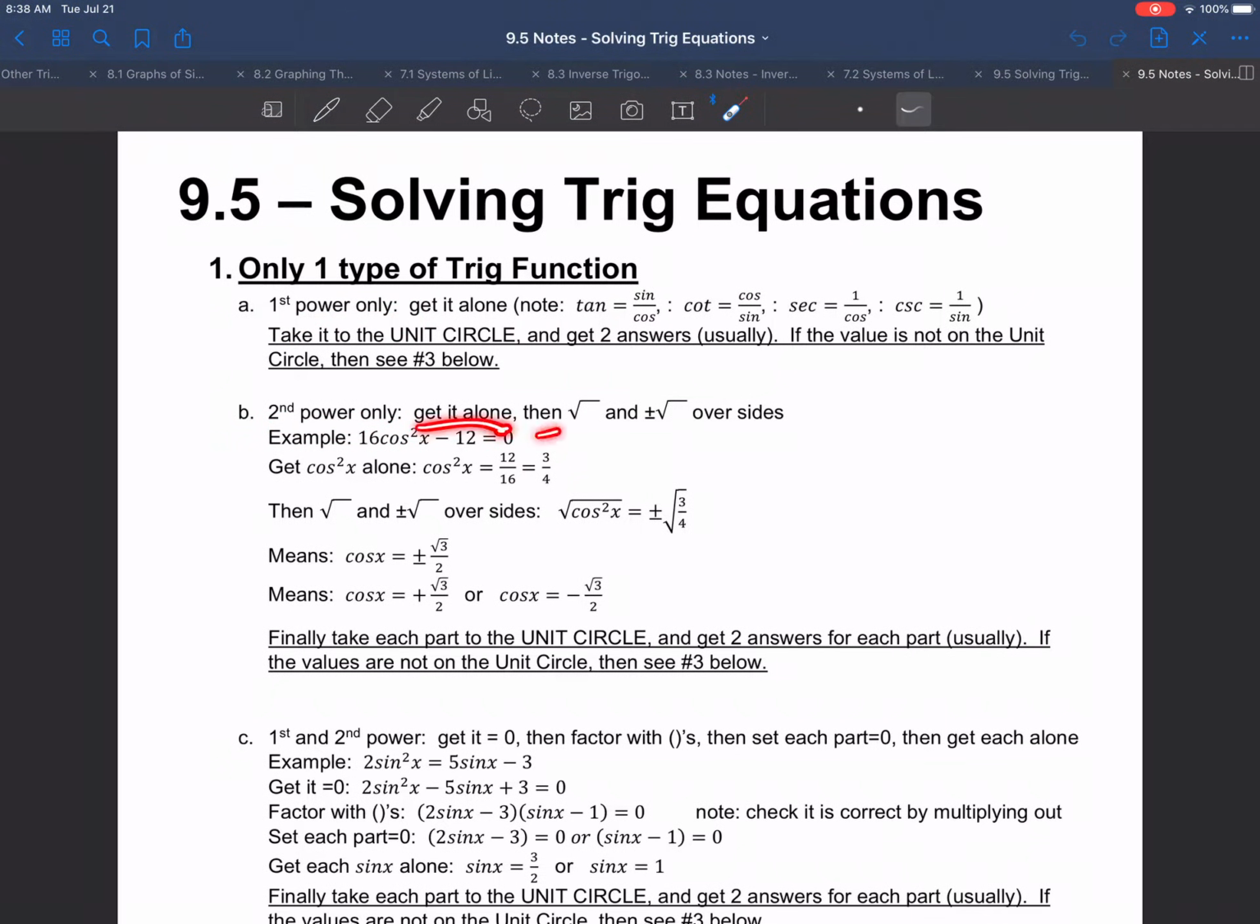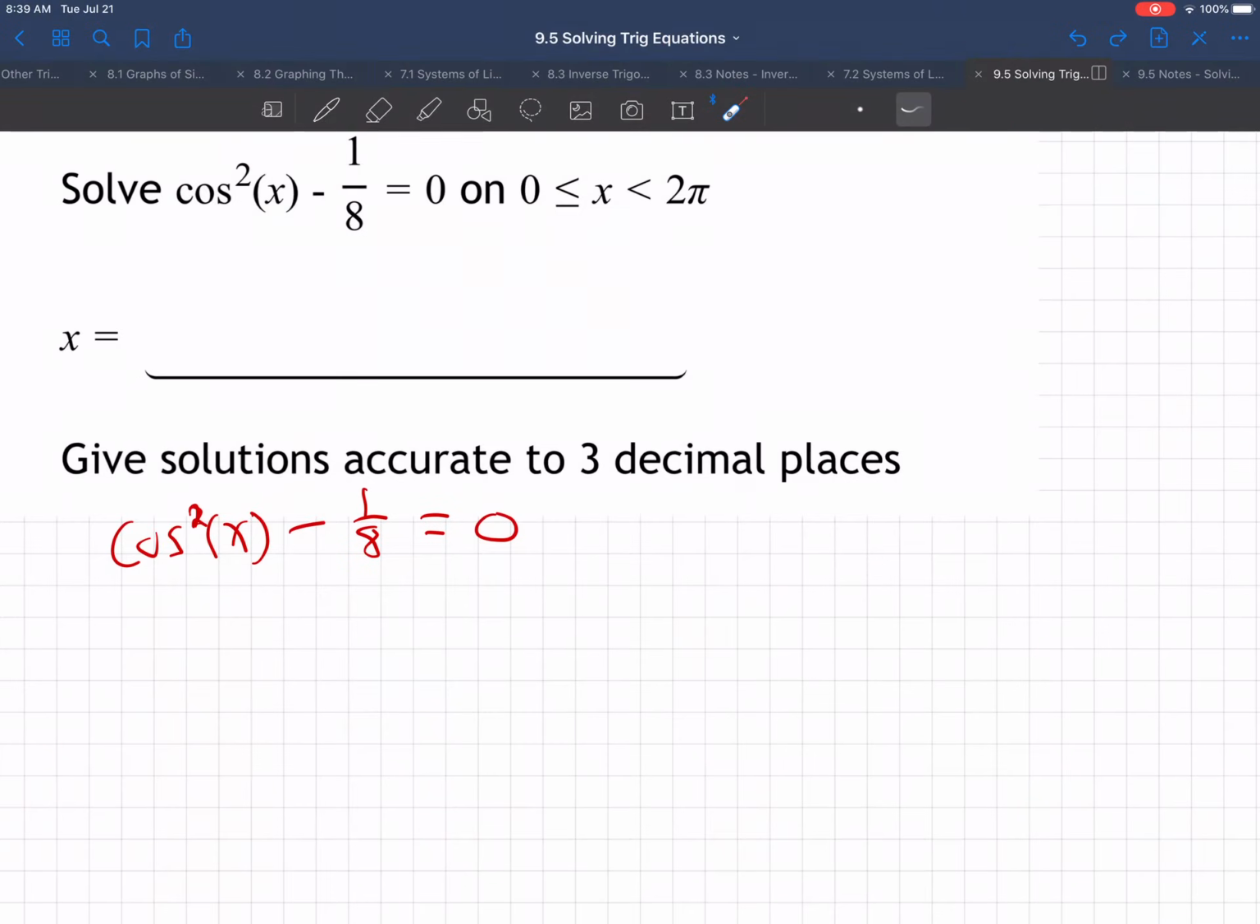Get it alone, then root and plus or minus root over the sides. So for example, here they have an example. You get cosine squared alone, reduce it, put the root and the plus or minus root. That's what you do when you put a root over both sides. You got to put plus or minus on the number side. And you get to that, and then you separate that into the two different answers, the plus and the minus. And then you either go to the unit circle or go to number 3 if the numbers are not in the unit circle. Okay, so there's the game plan.